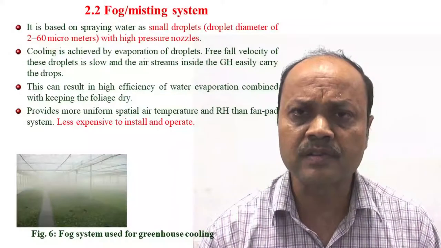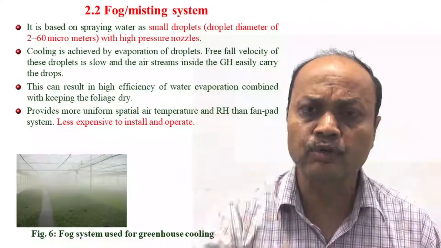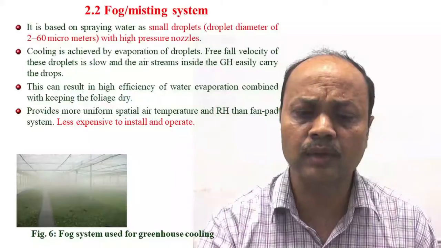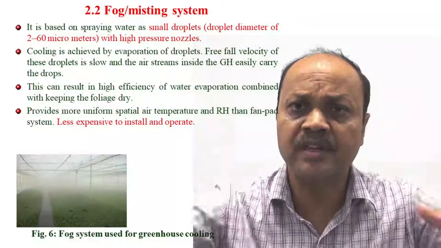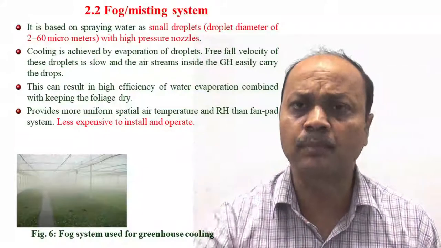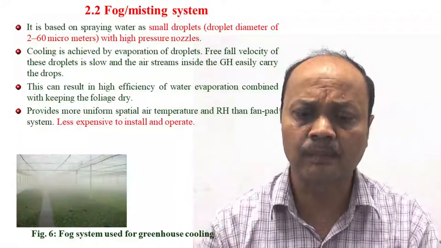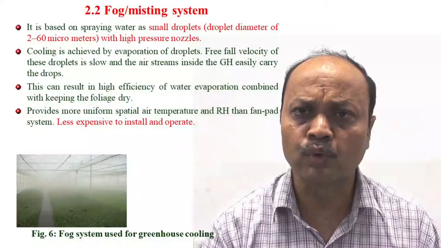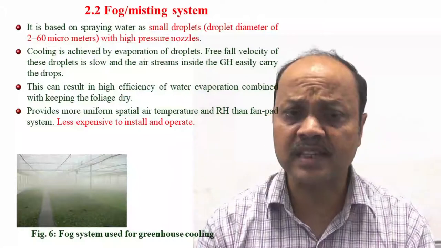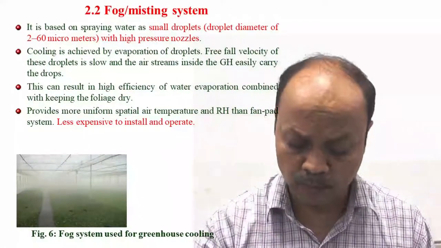And the fog and misting system: normally if you visited any greenhouse, you have seen fog, they normally use a fogging system. This also works on evaporative cooling. Here you give small droplets inside the greenhouse with high pressure nozzles. There are different types of nozzles, and you pass the water through at high pressure, and the droplet size is between 2 to 60 micrometer. This system is less expensive in comparison to your evaporative fan pad cooling system.